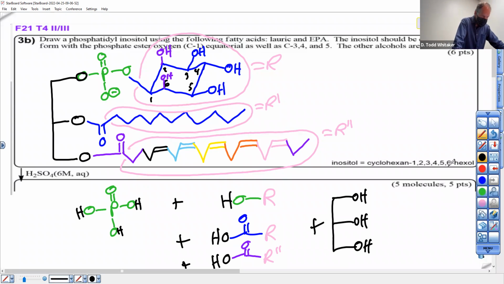Hydrolysis. That's what happens during digestion, by the way. Your body does hydrolysis of molecules.